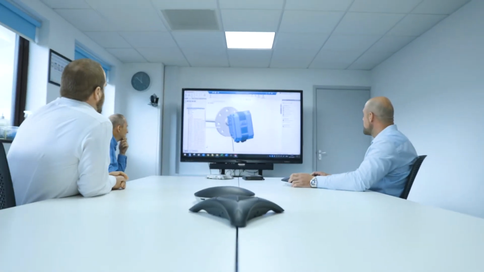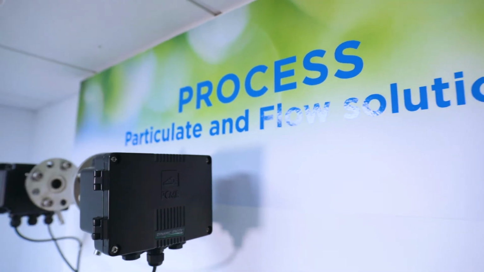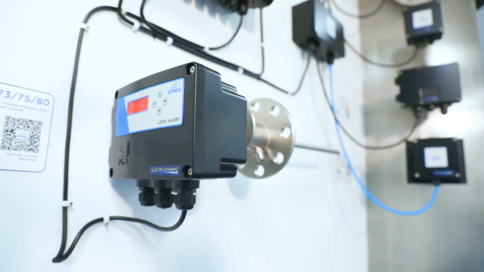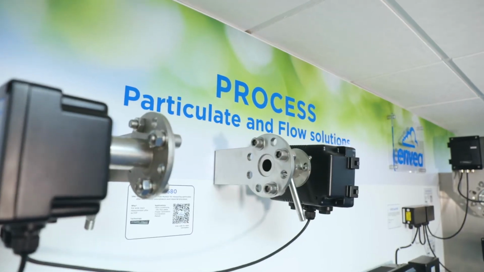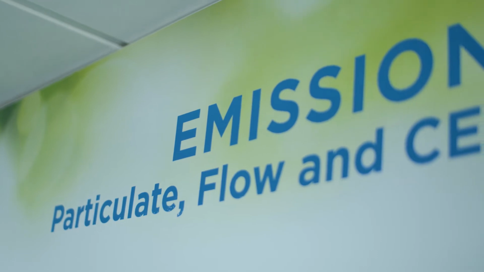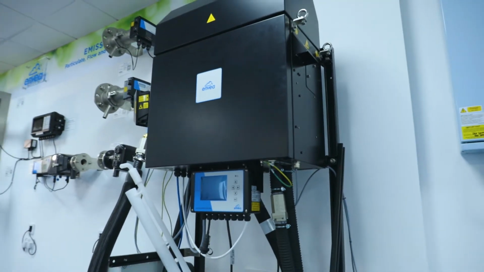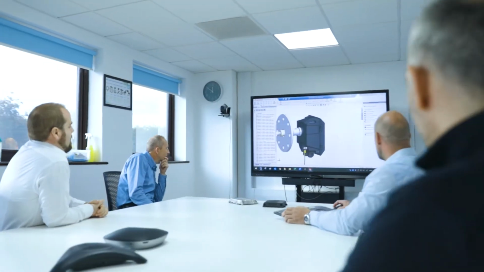ENVEA is a collection of companies that were all specialists in their field of ambient process and emissions monitoring, and they came together to form ENVEA Group. And that was back in 2014. Since then, ENVEA have been looking to rebrand and move forward the brand of ENVEA.